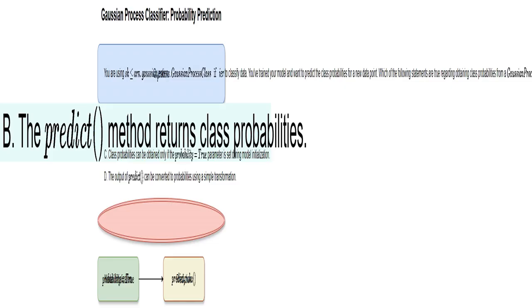This statement says that a special method, "predict_proba", directly gives you the probabilities of each class. Let's see if that's true. This option suggests that another method, "predict", gives class probabilities. I need to know if that is correct. This is an important distinction to make.